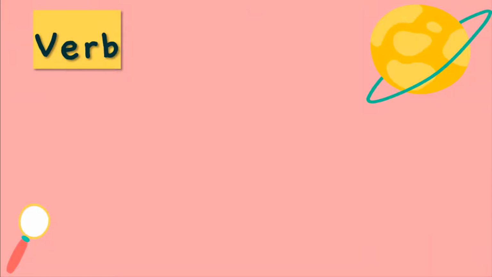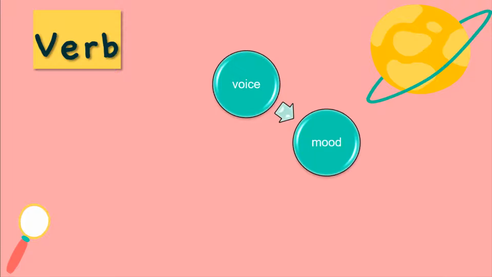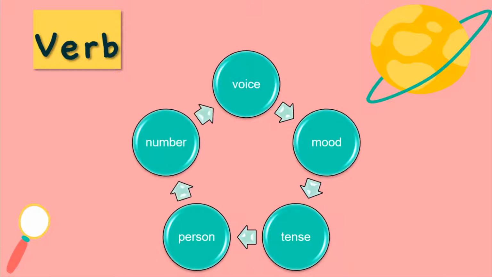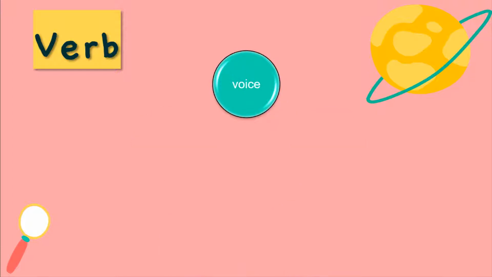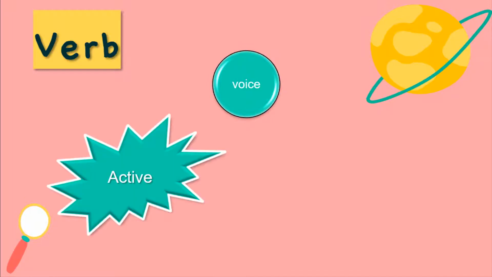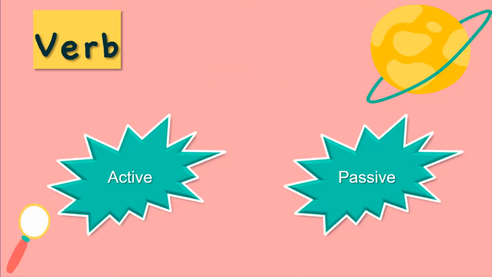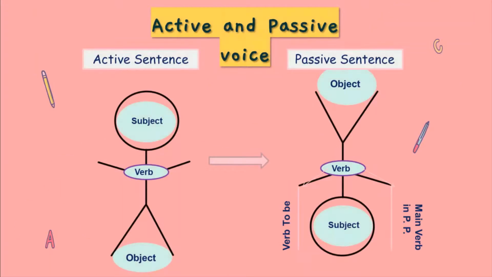In English grammar, verbs have 5 properties: voice, mood, tense, person, and number. Here we are concerned with voice. The 2 grammatical voices are active and passive. What's the difference between the active and passive voice?